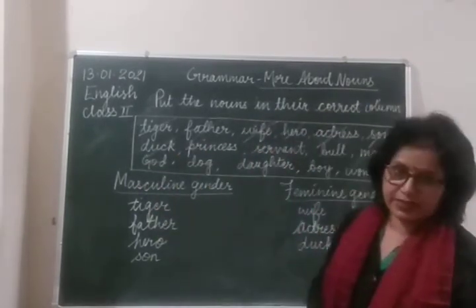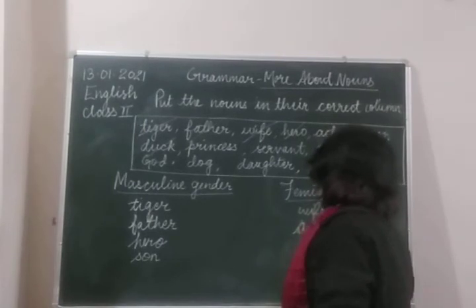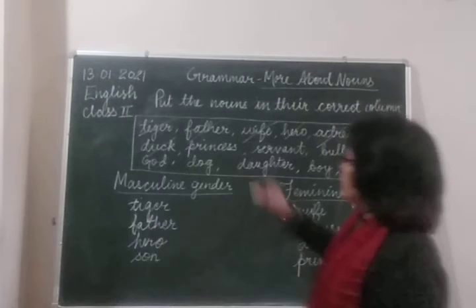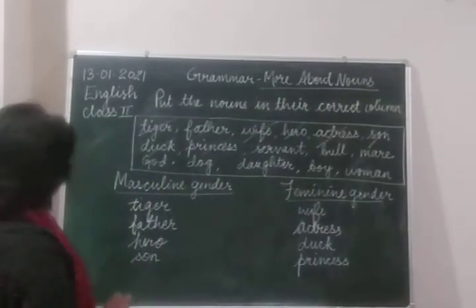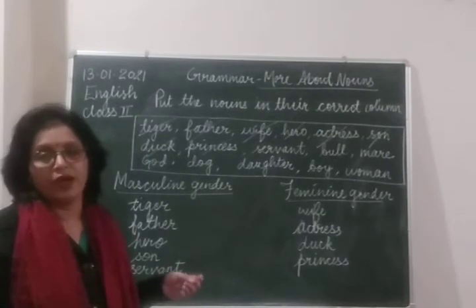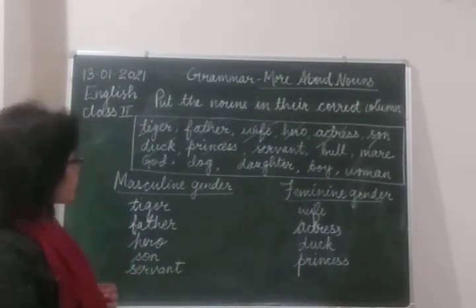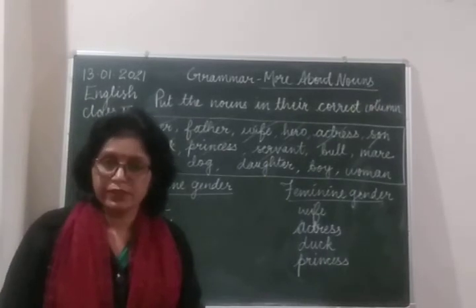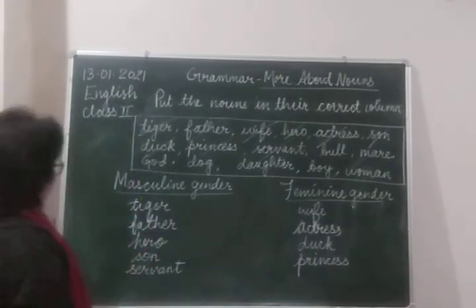Then we have princess. Now you all know that princess is a feminine gender. The masculine gender for princess is prince. Then we have servant. Children, servant is a masculine gender. S-E-R-V-A-N-T. Servant is a masculine gender and its feminine gender is maid servant. Next we have bull. Now bull is a masculine gender. Its feminine gender is cow. So we will write bull under masculine gender.